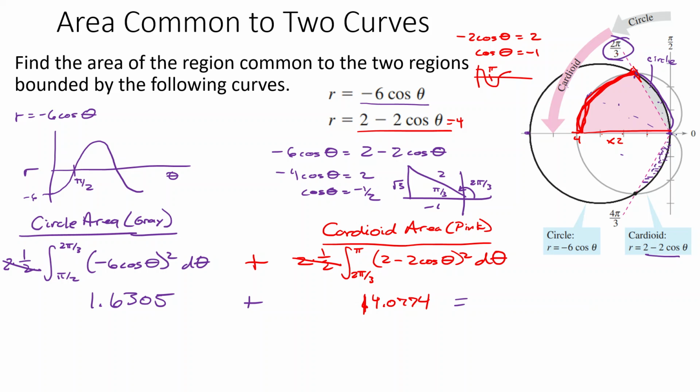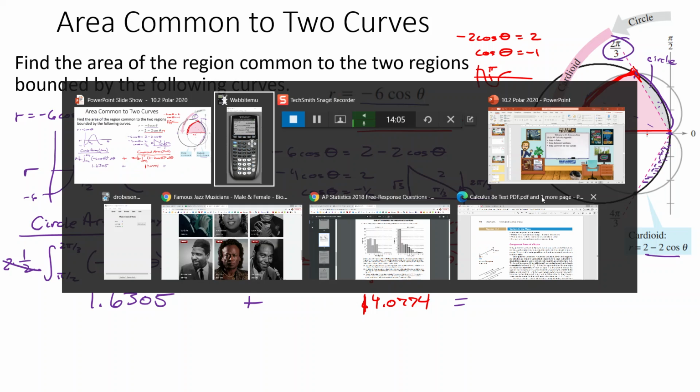All right, and it makes sense that this gray section is much smaller than this pink section here. Even with the 2 of them there, it's still going to be pretty small. The pink one's going to be most of the area here, but we still need both parts.